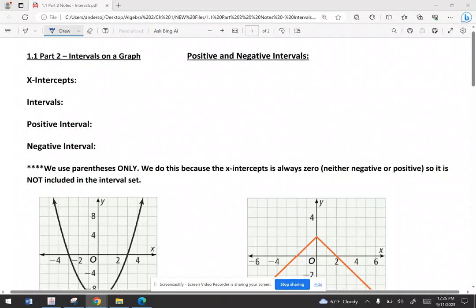Today we're going to be taking notes over section 1.1, part 2, continuing from the last section, except today we're talking about intervals on a graph. We'll take a pause from the video for a few moments while you grab two different colored highlighters or two different colored pens. So take a moment and gather those up, and then we'll get started.